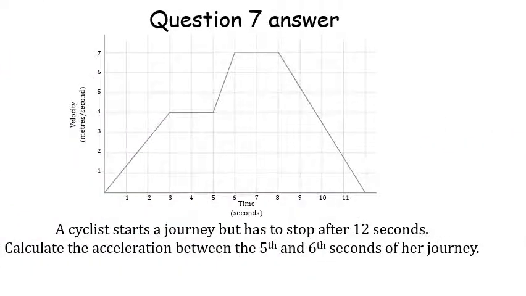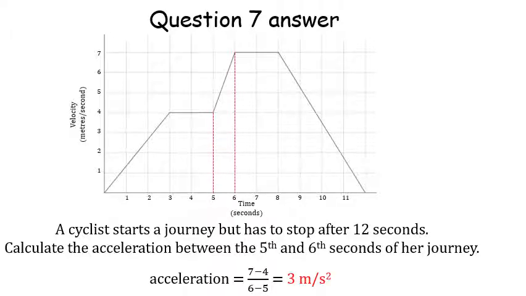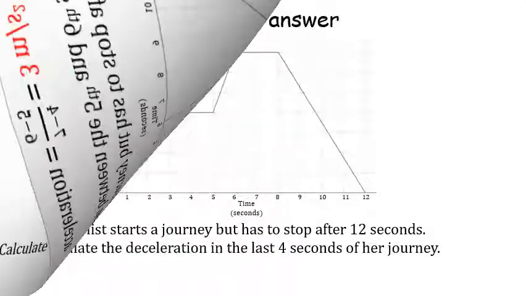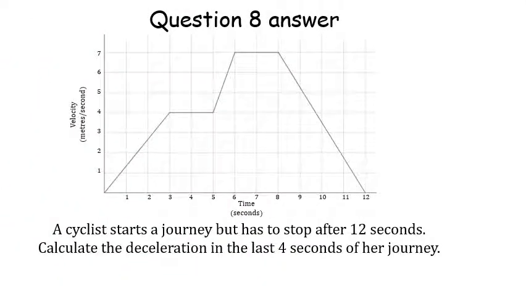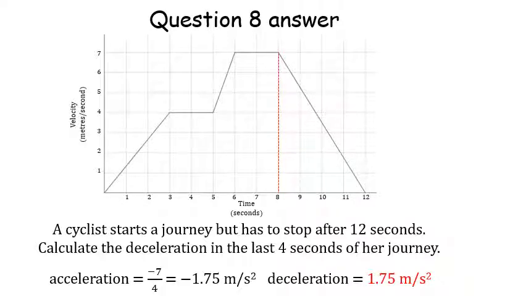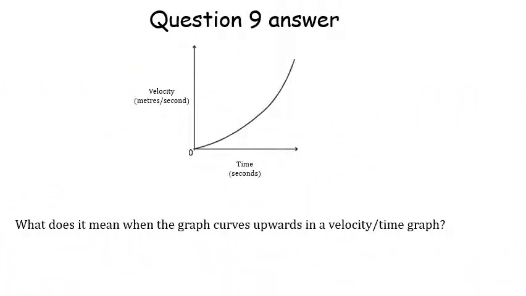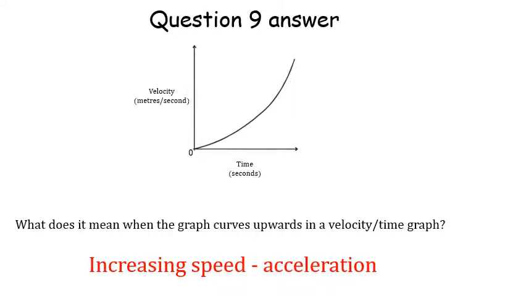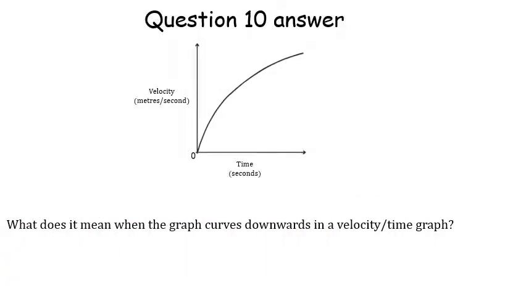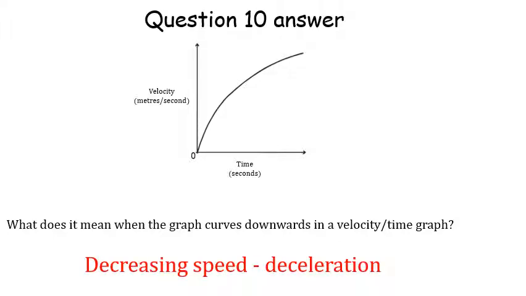Question 7. The acceleration between the 5th and 6th seconds of her journey is 3 metres per second squared. Question 8. Acceleration that has a negative gradient is called deceleration. In this case, the deceleration is 1.75 metres per second squared. Question 9. When a graph curves upwards in a velocity time graph, it's called acceleration. Question 10. When a graph curves downwards in a velocity time graph, it's called deceleration.